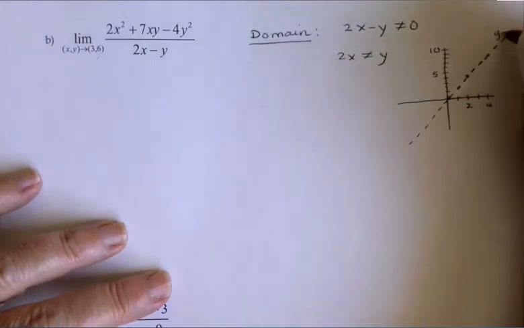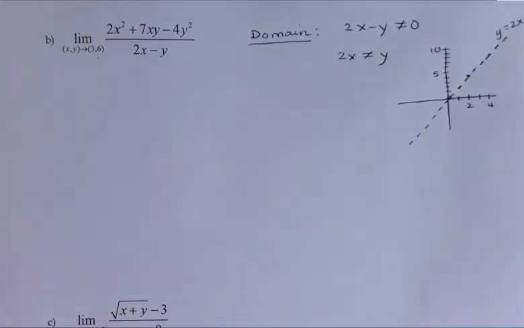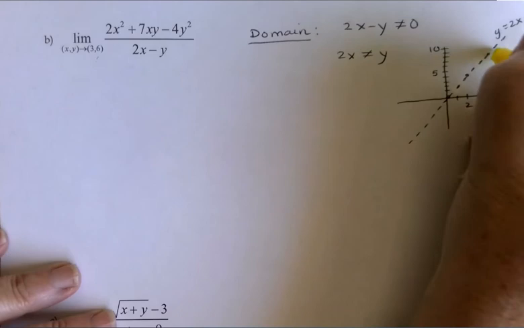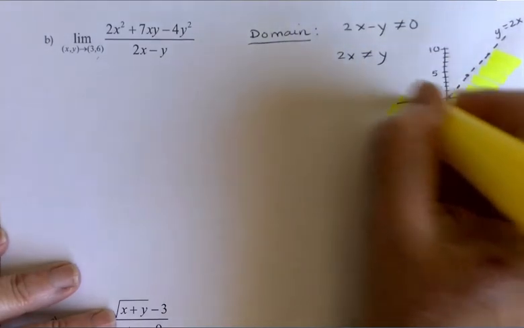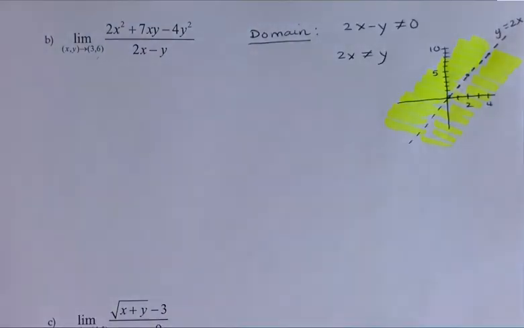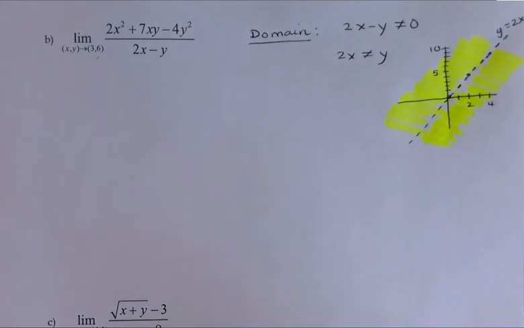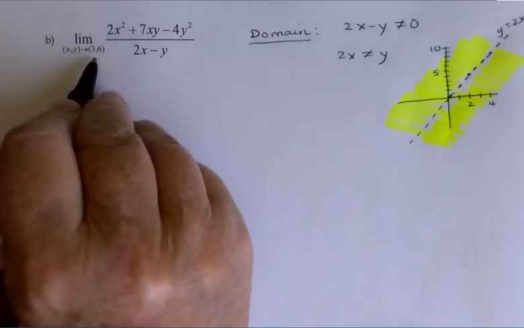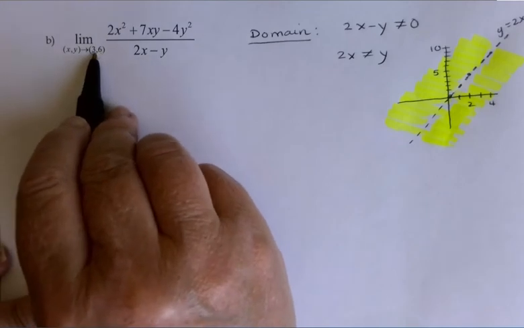So there's that line y equals 2x, and we want to exclude that. Our domain is everything else. All right, I'm approaching the point (3, 6). Now notice that y value is exactly double that x value.